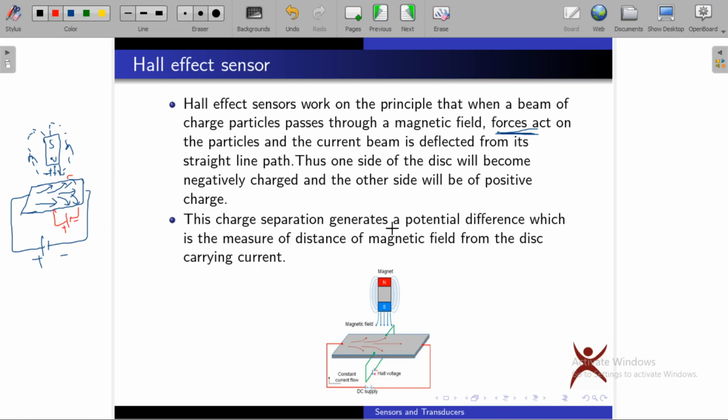So this charge separation generates a potential difference, which is the measure of distance of the magnetic field from the disk carrying current. So this is the working principle of the Hall effect sensor. When you apply a magnetic force upon this disk, these charged particles will get deviated from their straight line, so that potential difference will be created. This charge separation will create potential difference.